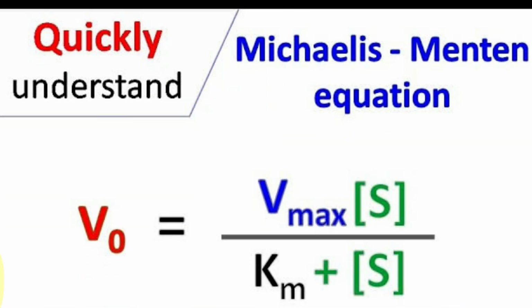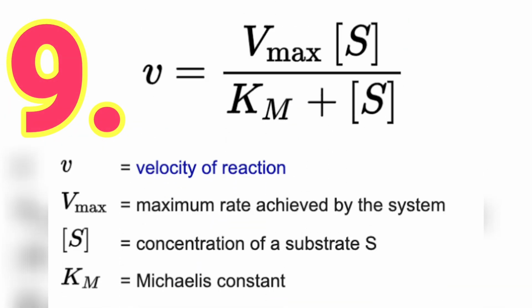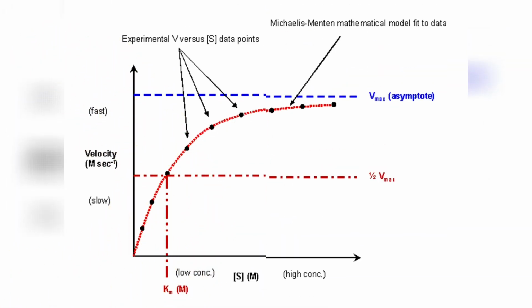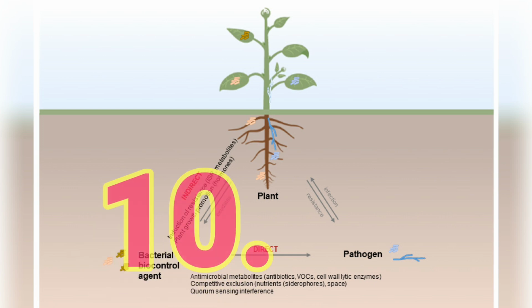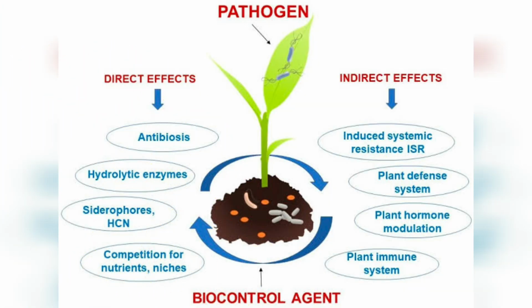Michaelis and Menten constant Km is equal to the concentration of substrate at which the enzymatic reaction attains half of its maximum velocity. Competitive inhibitors are used in the control of bacterial pathogens.